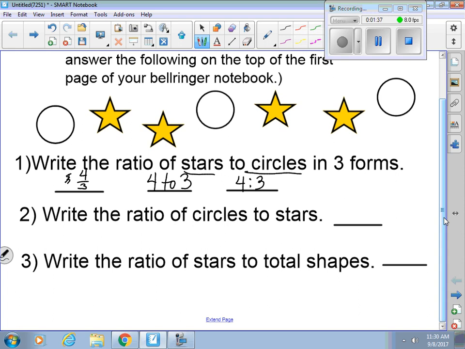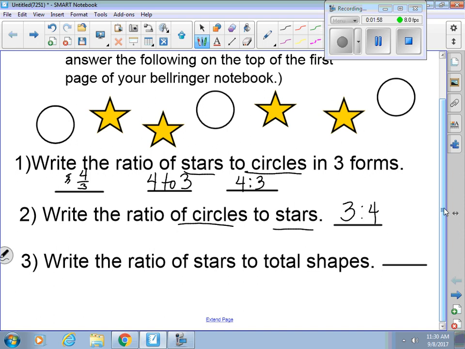Nice job. Write the ratio of circles to stars. So what would that be, Stephanie? 4 to... Careful. 3 to 4. 3 to 4. Very good. 3 to 4. Nice job. Now you could have written it in any of these forms up here, but I chose ratio form for this.